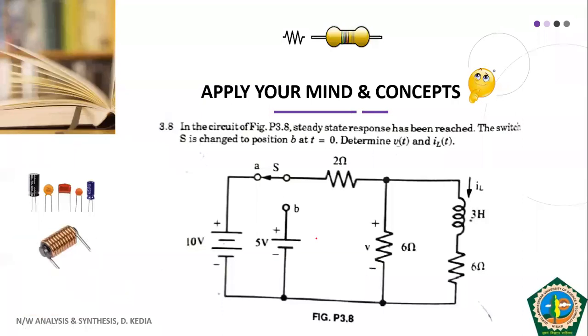Let us look at the state of the circuit at t equal to 0 minus. t equal to 0 minus means our circuit is under the influence of the 10 volt voltage source for a long time. And we know that an inductor behaves like a short circuit when it is under the influence of a voltage source for a long time. So it means it is short.